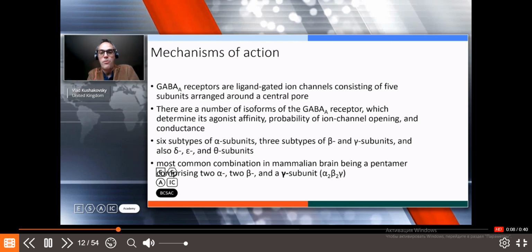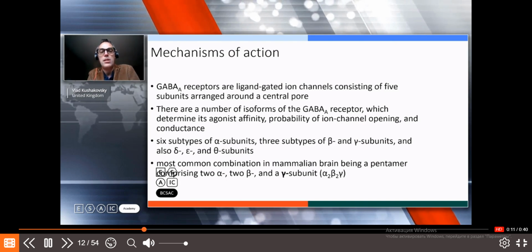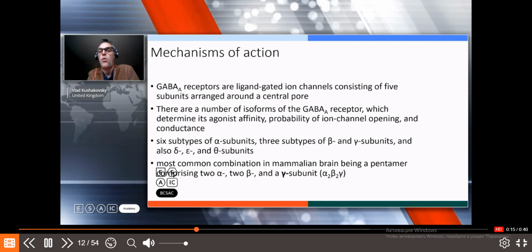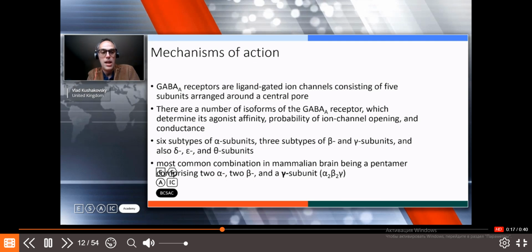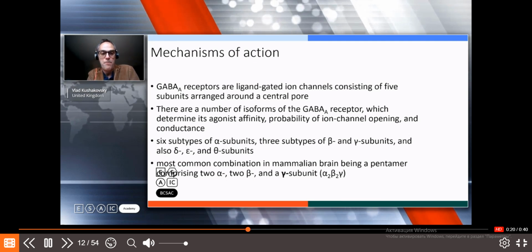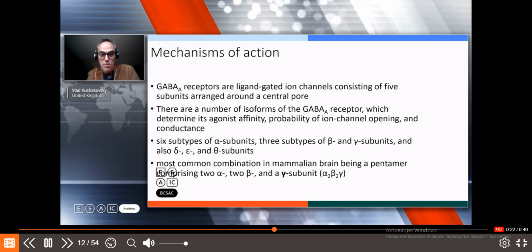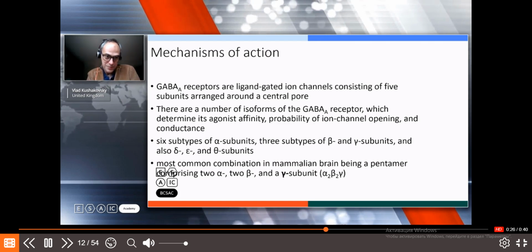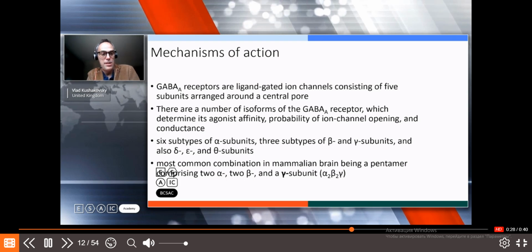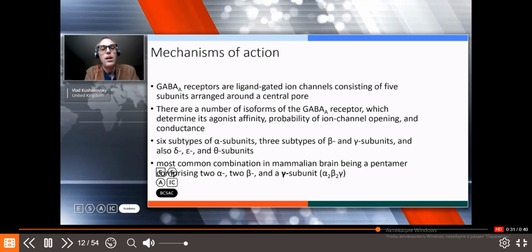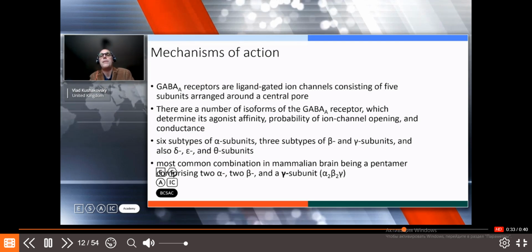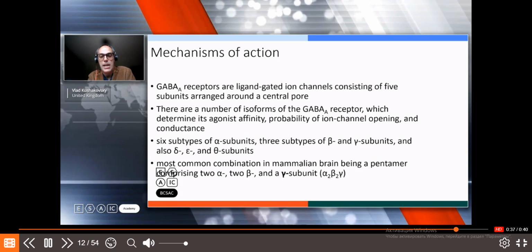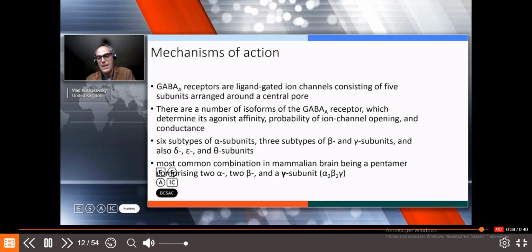There are a number of other forms of GABA-A receptors, and they determine their agonist affinity, probability of ion channel opening, and conductance. There are 6 subtypes of alpha subunits, 3 subtypes of beta subunits and gamma subunits, and also delta, epsilon, and theta subunits. The most common combination in the mammalian brain is a pentamer consisting of 2 alpha, 2 beta, and a gamma subunit.